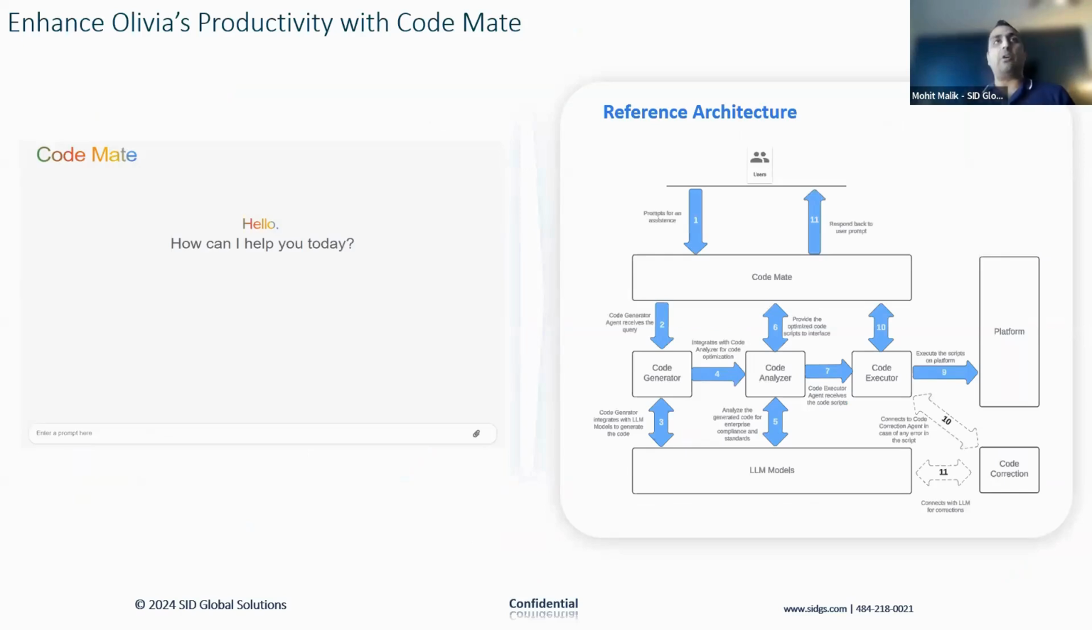So, all right. The objective is to enhance Olivia's productivity with CodeMate. CodeMate, just to let you know, is a solution and a framework that our engineering team has developed to enable all the internal functions within the organization, as well as to help our customers enable different AI use cases and augment their business processes. CodeMate can have different interfaces.